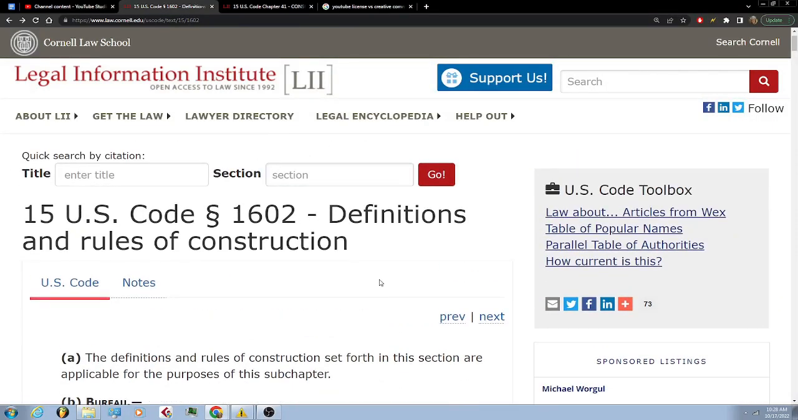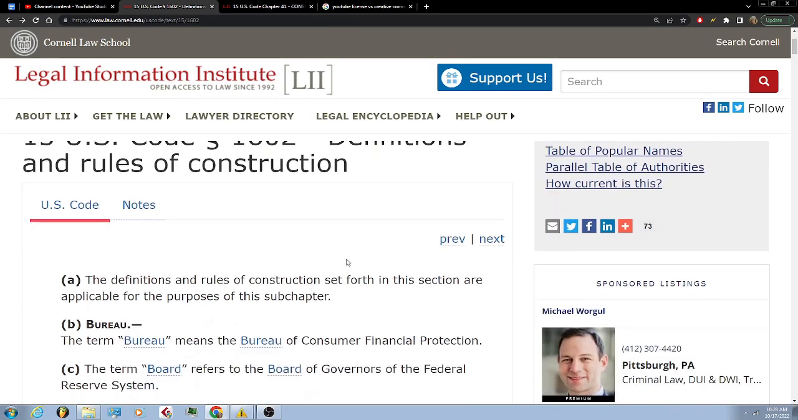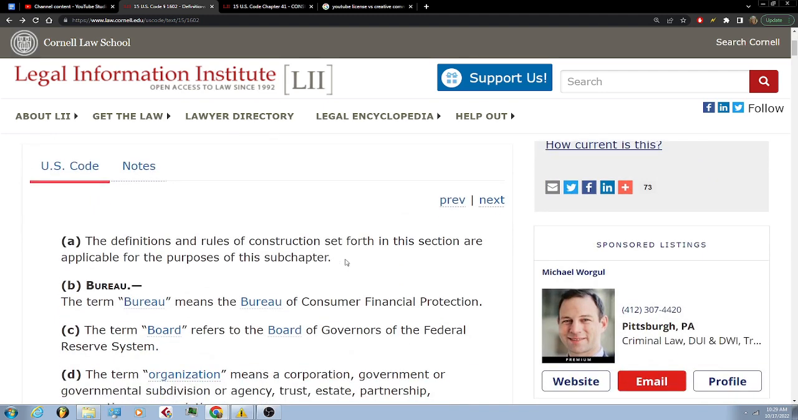15 U.S. Code 1602, definitions and rules of construction, A through Z. Some of these I'm going to be reading twice, and some of them I'm going to have to break up in sections to make sure that you and I both understand. So we'll start with A.